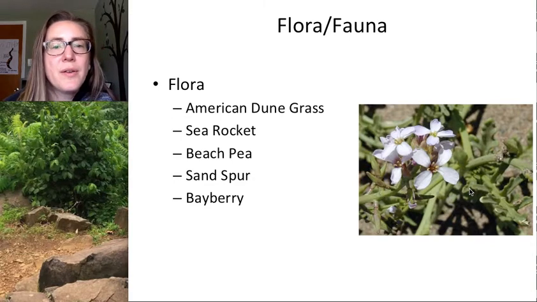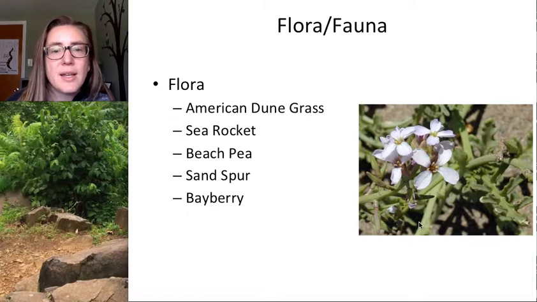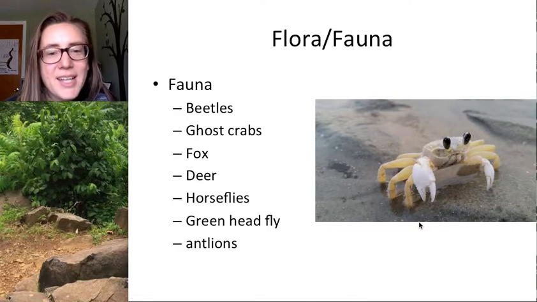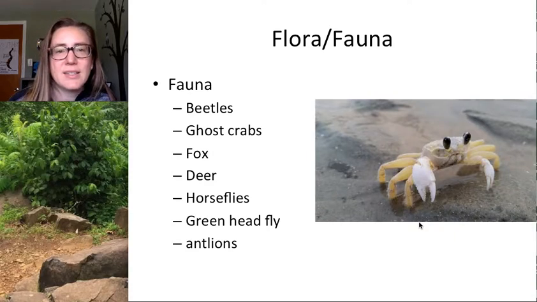Different types of flora that are there: the American dune grass, sea rocket, which is this, beach pea, sandspur, and a bayberry bush. Some of the fauna, you have different types of beetles, ghost crab, fox, deer, horse flies, green head fly, and ant lions.